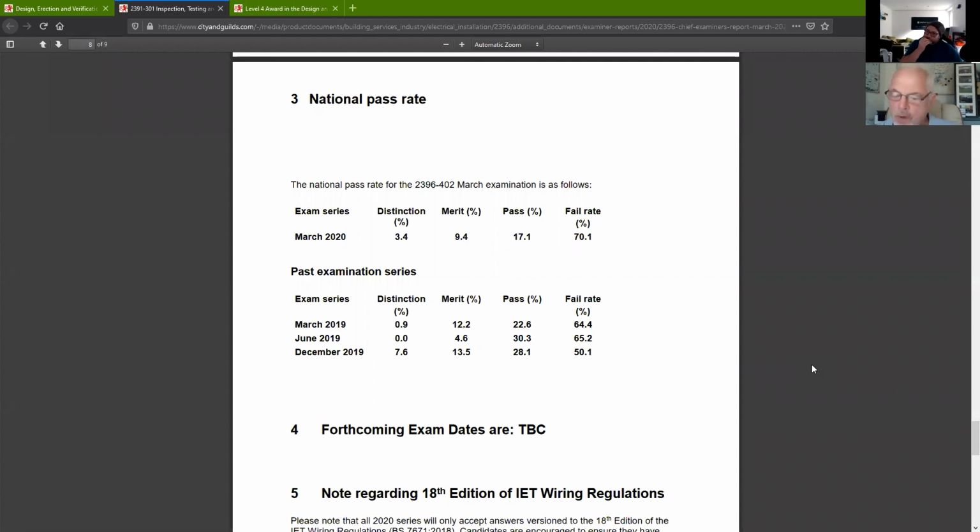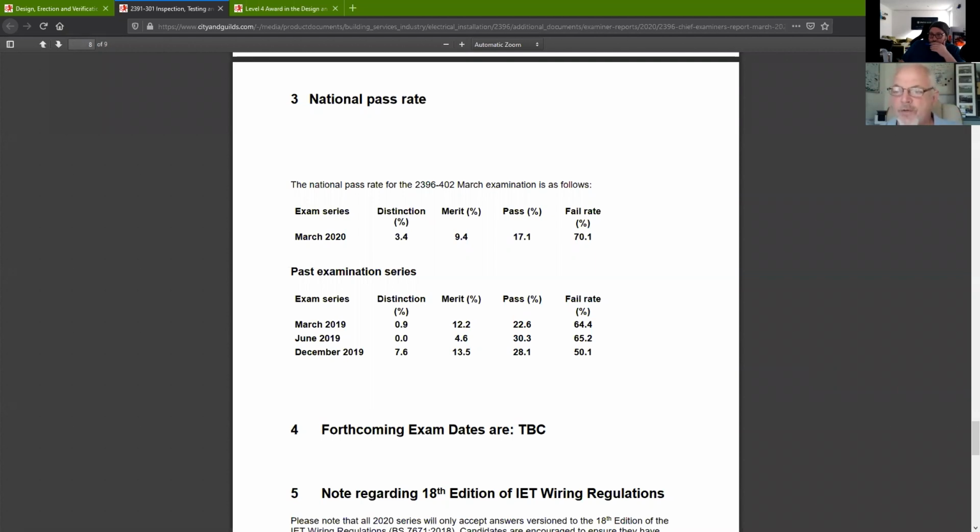If you look through what City and Guilds say, they say there's no prior learning needed for this course, but they recommend people have done the 2394 and 2395. In fact, the City and Guilds website is slightly behind on this because it still mentions those, and it still mentions the 17th edition. So they've got a little catching up to do. What we're looking at is recommended prior learning would be at least the 2391 as it is now. At least initial verification, possibly having the periodic inspection and testing as well.